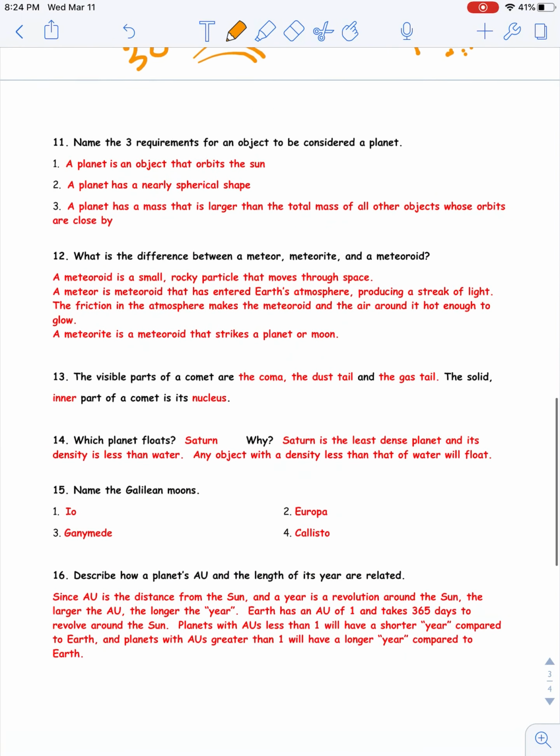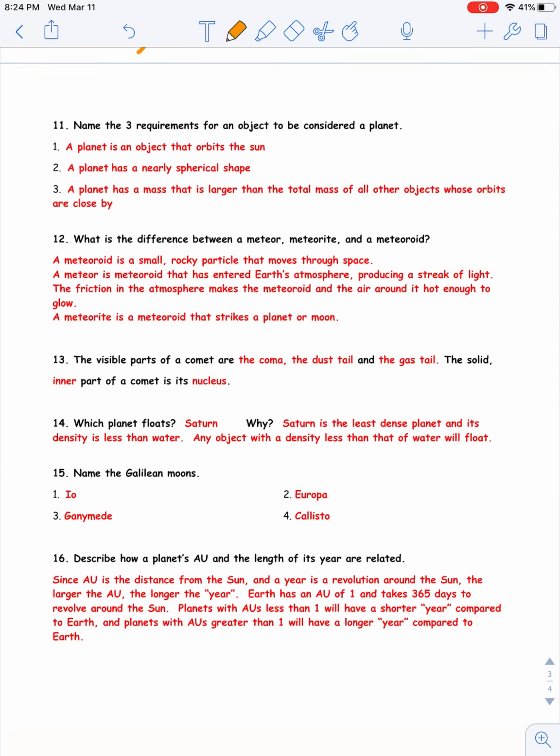Name the 3 requirements for an object to be considered a planet. Well, it needs to orbit the sun. It needs to have enough mass to have a nearly spherical shape. So it has to have enough gravitational pull and enough mass to form it into a spherical shape. And it also has to have a mass larger than the total mass of everything else around it. And another one that we talked about is that it clears its orbit.